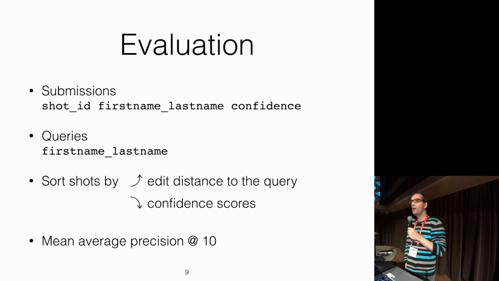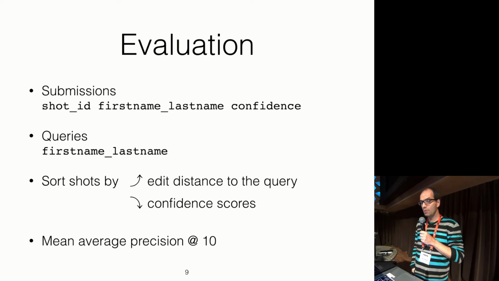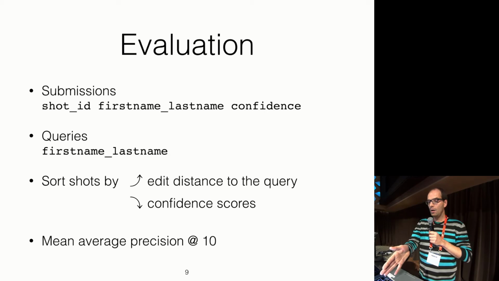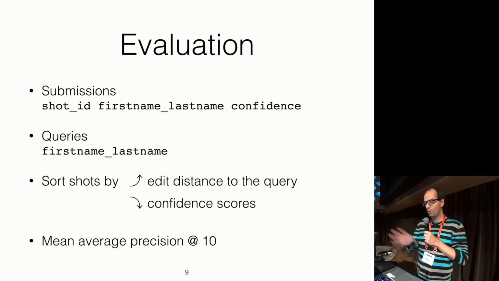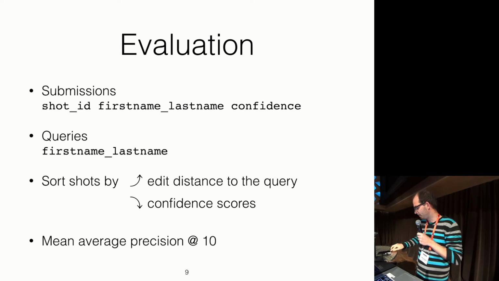So how did we evaluate the runs? Basically the participants were asked to submit their runs in this kind of format: an ID for a shot, the name of the person that they managed to detect, and a confidence score. They were asked to provide names in this format whenever possible, because we actually queried the outputs of the participants using queries formatted like that. First name underscore last name. No accent, so just A to Z letters and one underscore in the middle.